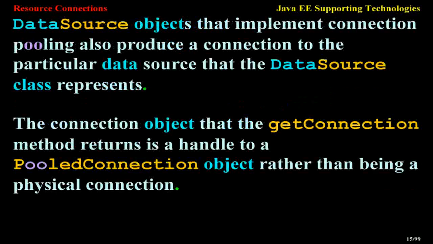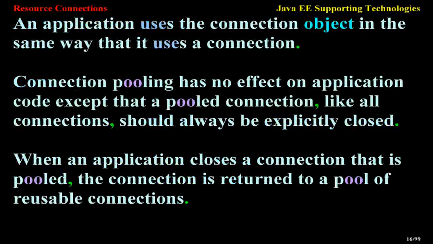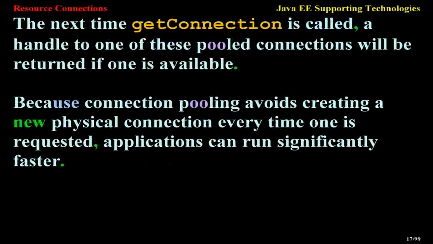Data source objects that implement connection pooling also produce a connection to the particular data source that the data source class represents. The connection object that the getConnection method returns is a handle to a pooled connection object rather than being a physical connection. An application uses the connection object in the same way that it uses a connection. Connection pooling has no effect on application code except that a pooled connection, like all connections, should always be explicitly closed. When an application closes a connection that is pooled, the connection is returned to a pool of reusable connections. The next time getConnection is called, a handle to one of these pooled connections will be returned if one is available. Because connection pooling avoids creating a new physical connection every time one is requested, applications can run significantly faster.